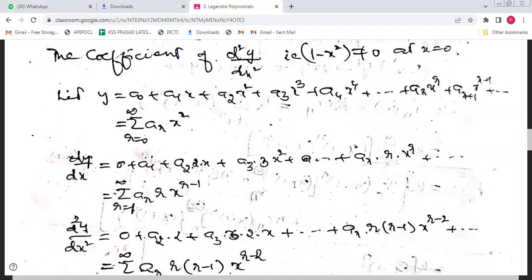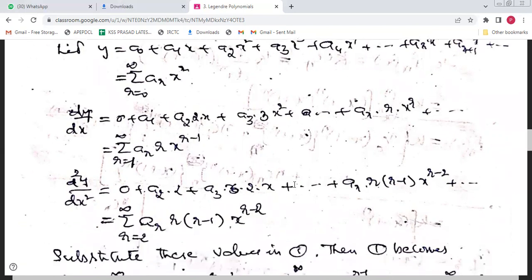Similarly, once again differentiating with respect to x, we get d square y by dx square. What is the derivative of constant a1? 0. 2a2, constant comes out. Derivative of x becomes 1, so 3a3, and derivative of x square, what is it? It is 2x, plus so on, ar into r minus 1 times x power r minus 2. So we can summarize and write it in the simple form: summation ar into r times r minus 1 into x to the power of r minus 2.